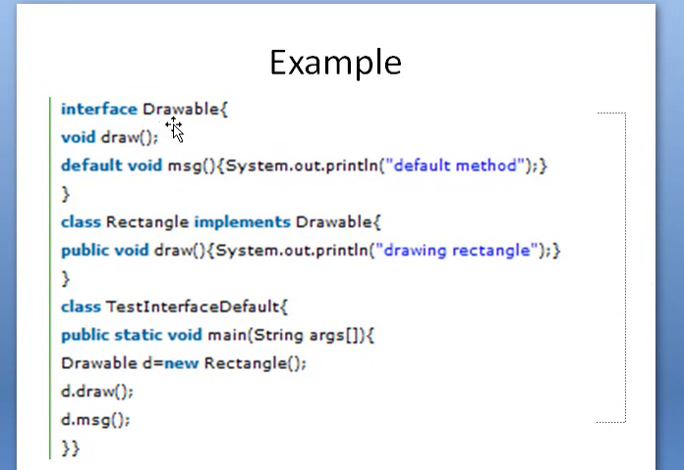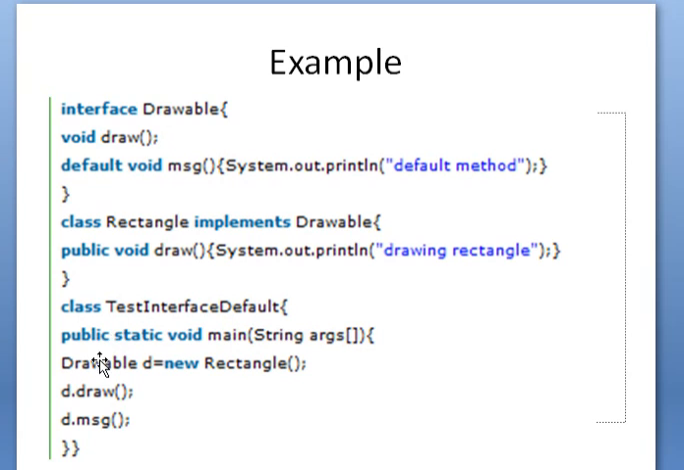Here, Drawable is our interface. In this interface, we declare one method, draw. By default, this method is public abstract. Along with that, we keep one more method, message, but with a definition, and this message method should be a default method. So this is one interface. Now we have another class, Rectangle. This Rectangle class implements the Drawable interface. So it's the responsibility of the Rectangle class to give the definition of this method. So here we are giving the definition of the draw method.